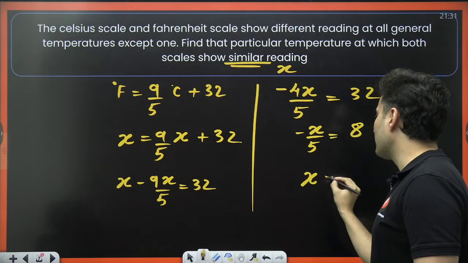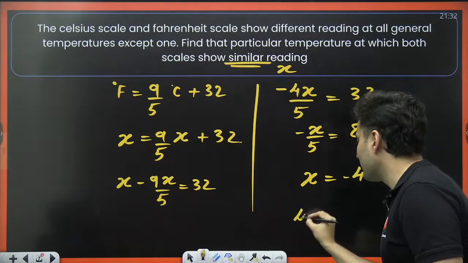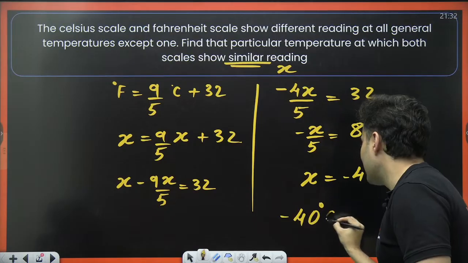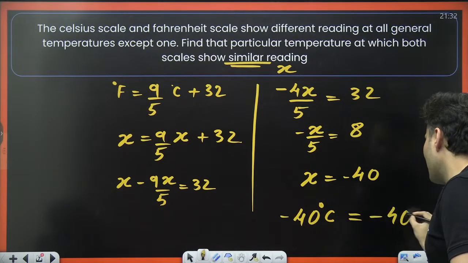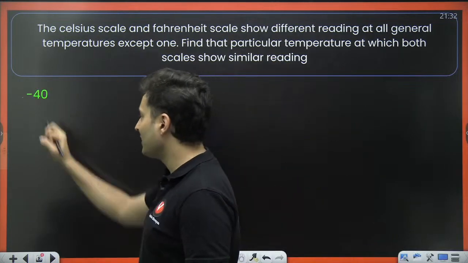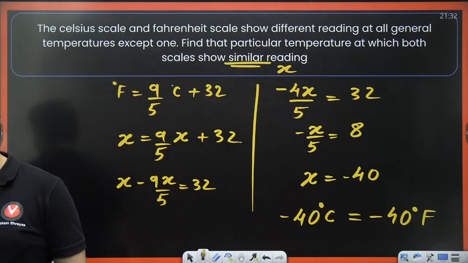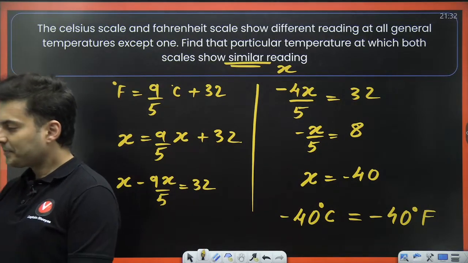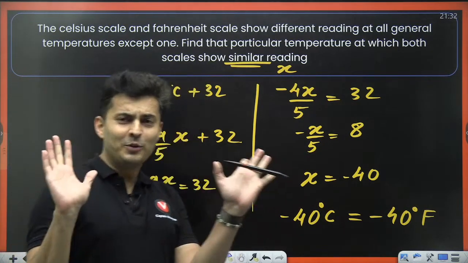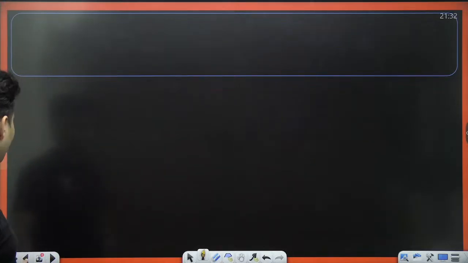So what will x be? 8 5s are 40. Shift the minus sign. What it means is minus 40 degree centigrade is minus 40 degree Fahrenheit. Both are equal. So the answer is minus 40. Is that clear? Everybody with me? Cool. So this is one value which you can remember. Direct questions may come in the NEET examination.